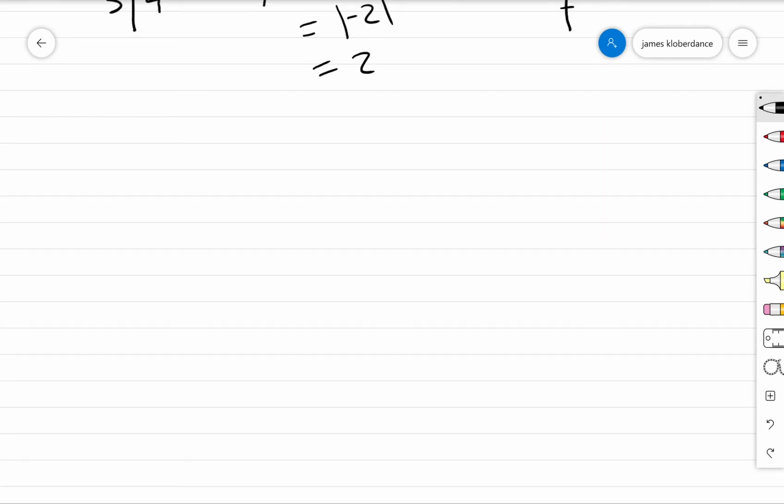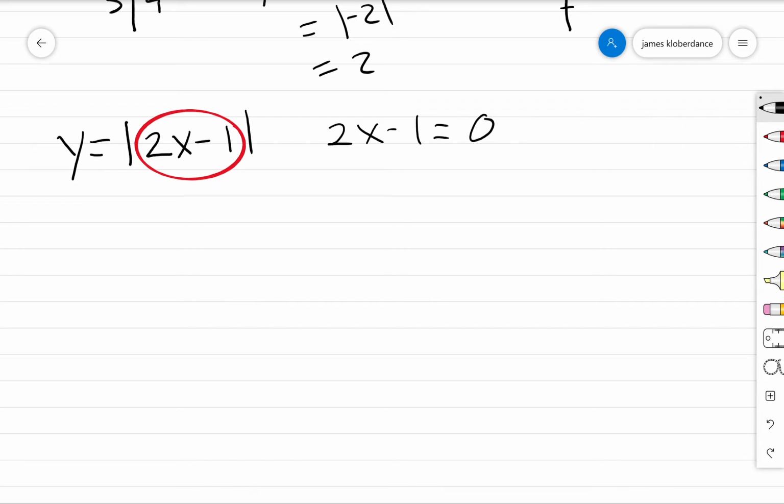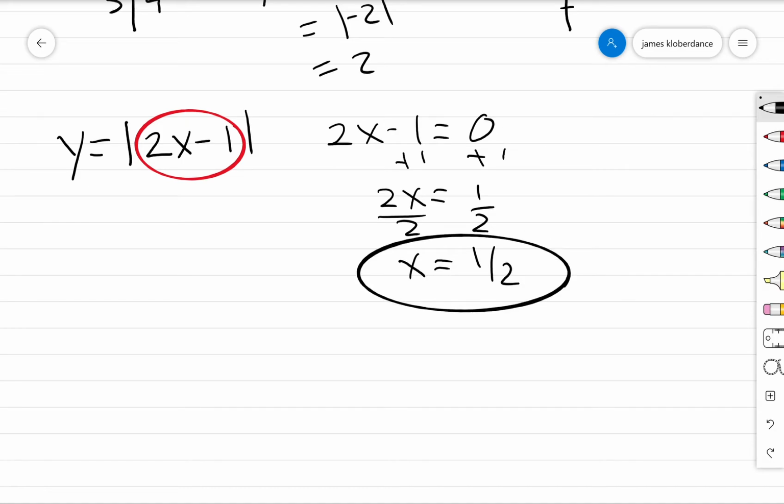How about y is equal to the absolute value of 2x minus 1. So this is going to be a little bit more subtle. So the reason for that is for the following. When this quantity inside the absolute value is equal to 0, so let's see, what is that quantity? So I'm going to add 1. I'm just solving this equation really quick. So 2x equals 1, divided by 2. So in this case, apparently my vertex is going to be located at x equals 1/2.